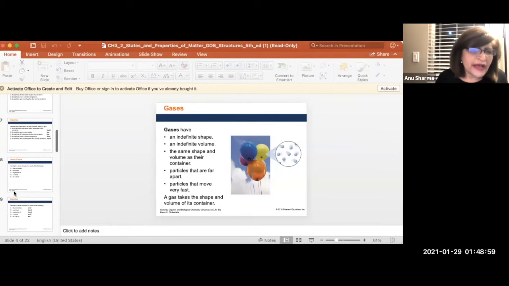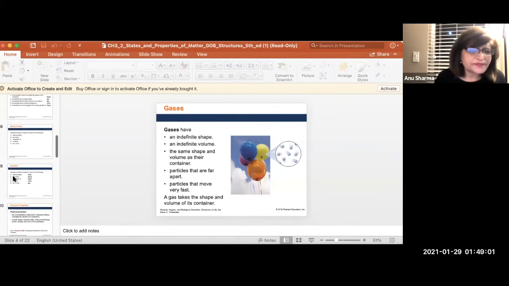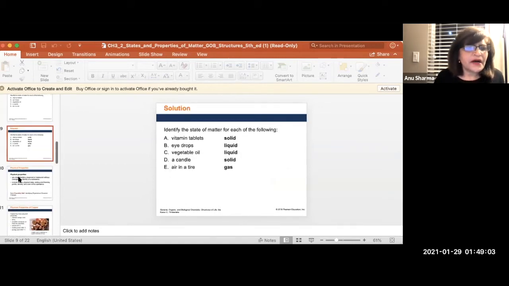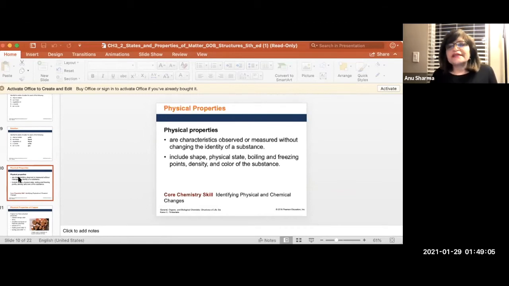Now we're going to look at the physical properties and the chemical properties that define matter. Anytime you look at anything solid, liquid, or gaseous, you ask: what does it look like? What does it feel like when you touch it? How does it taste? How does it smell? Does it conduct electricity, heat, or light? Is it soluble or insoluble in water?